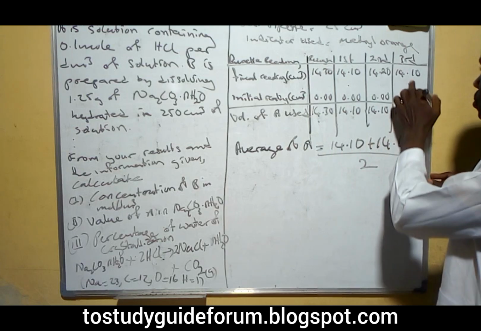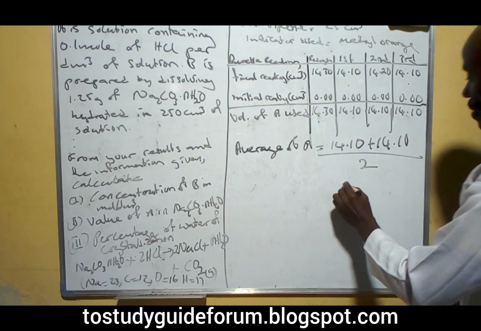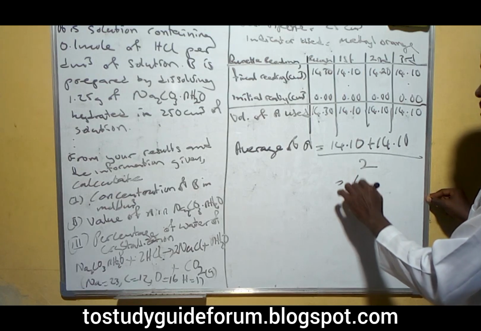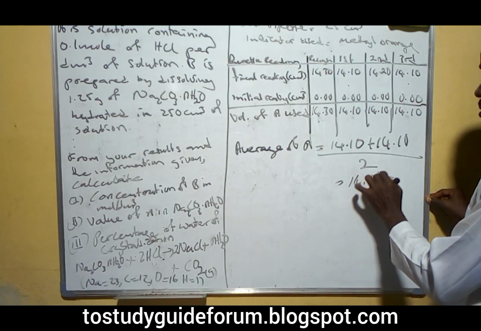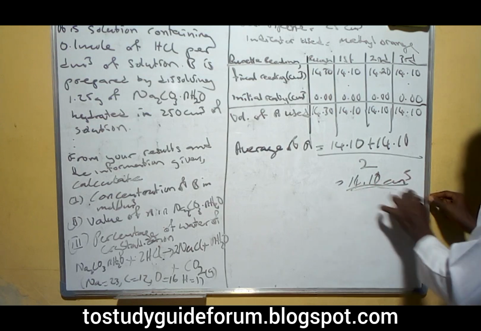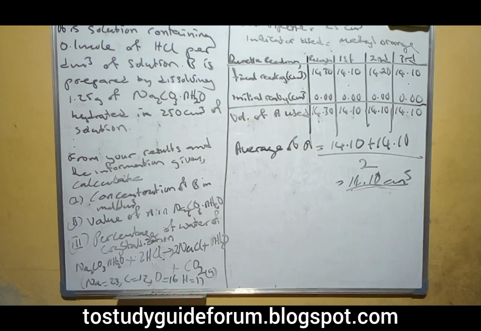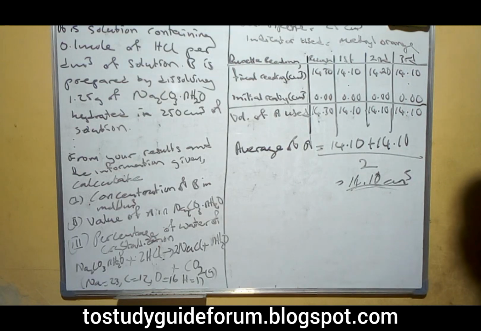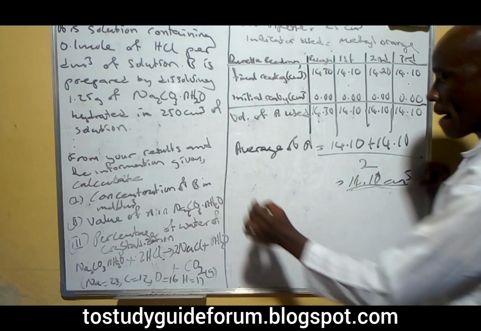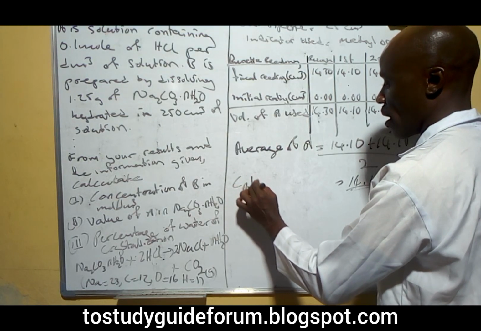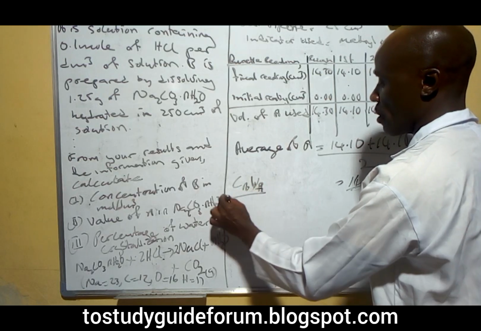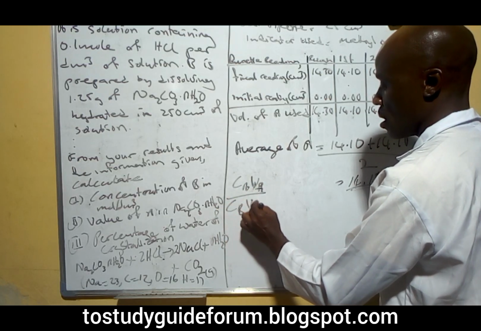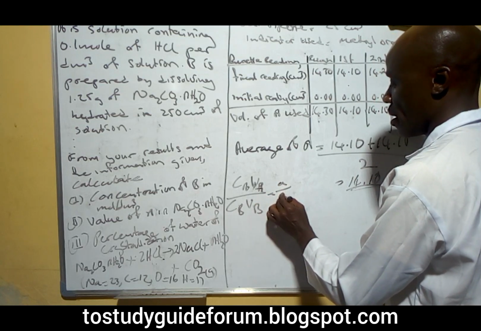So that means two of these joined together, and when we divide, in fact everything will give us the same 14.10 cm³. That is our average titre. So the next thing we're going to do now is calculate the concentration of B in mole per dm³. To do this, we're going to use our relation, CA VA over CB VB equal to A over B.